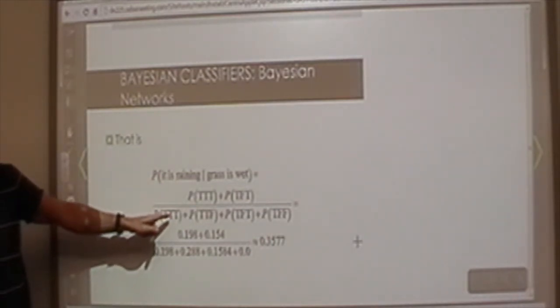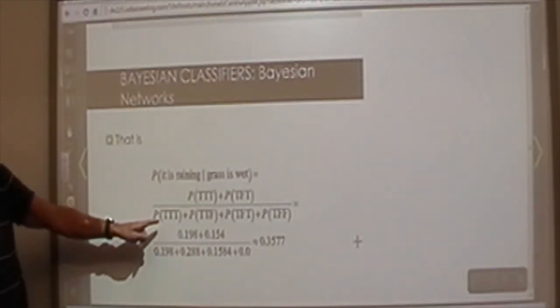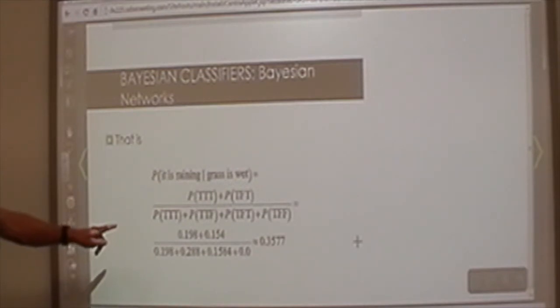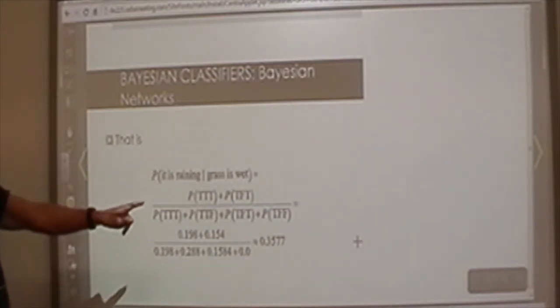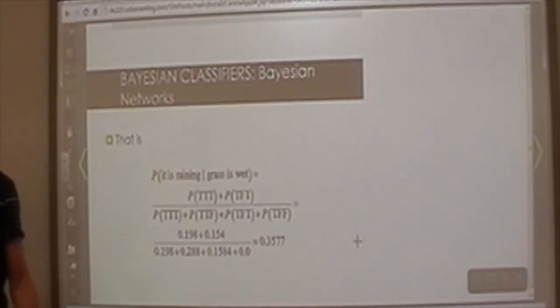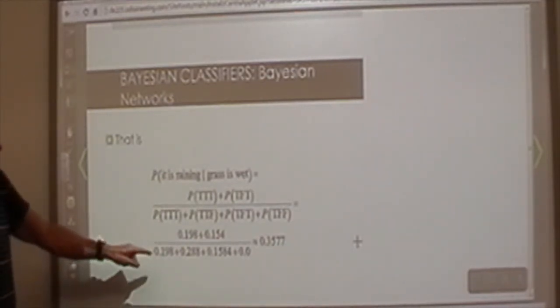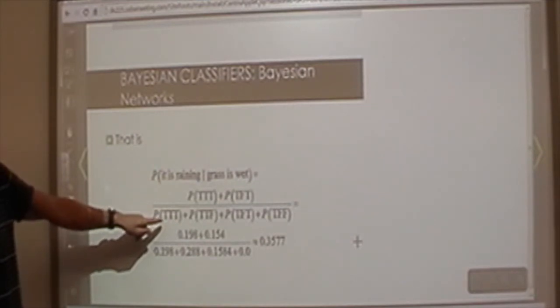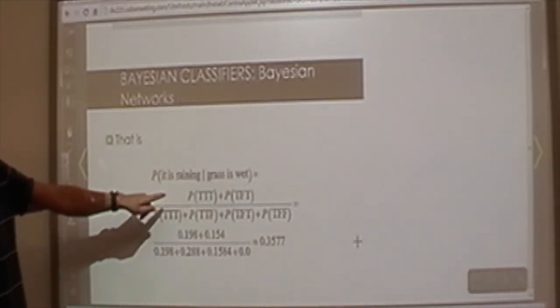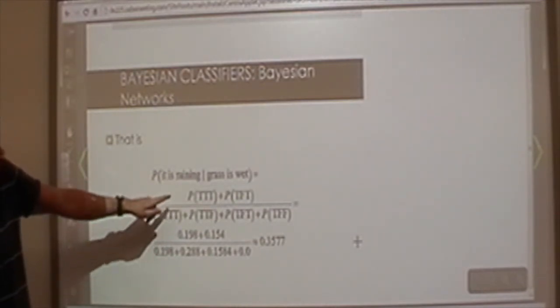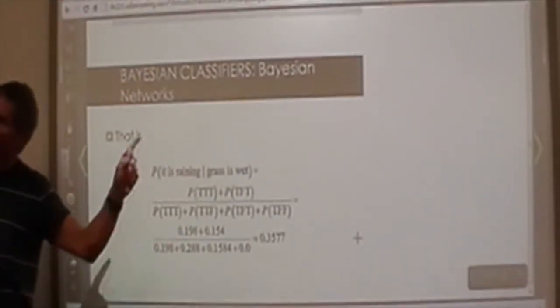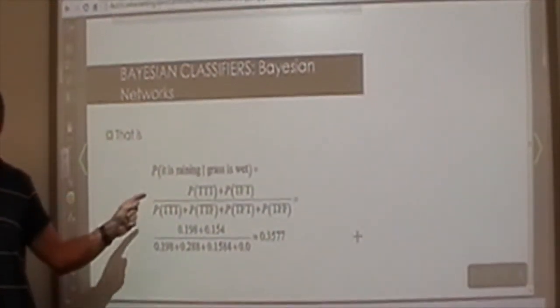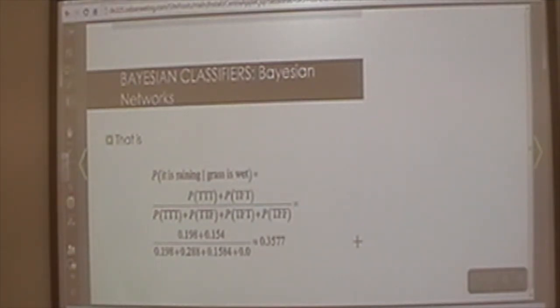What was the denominator, grass being wet? So I look at all the possibilities of the grass being wet. There was a chance of it raining, sprinkler on, grass wet, raining, sprinkler off, grass wet. Did I get all the cases? Yeah. Okay.